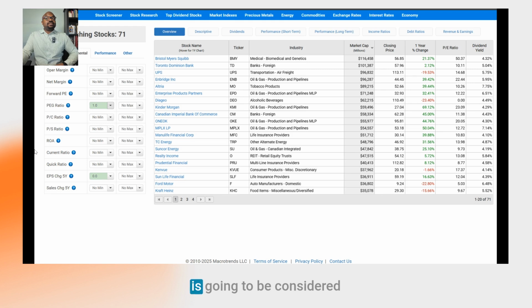And normally being at 1 is going to be considered a good PEG ratio. So we're going to go ahead and change this to 1. You see it dropped us down to 71. And then from there, we normally want to take a look at what our net margin is.